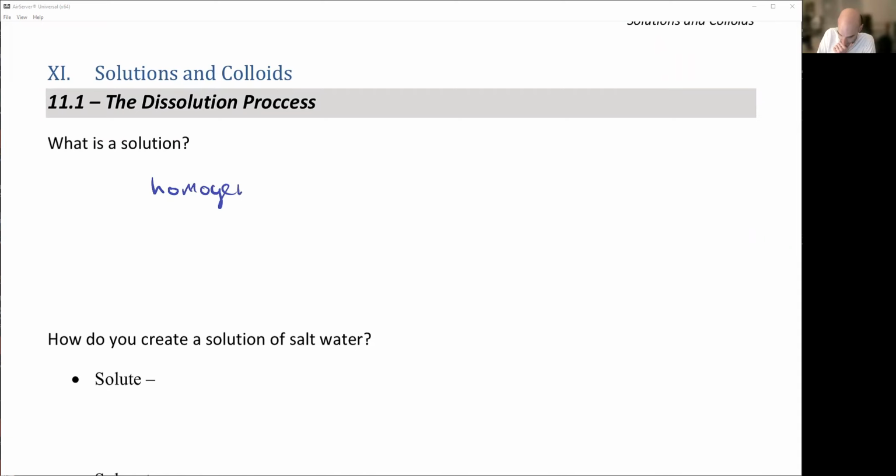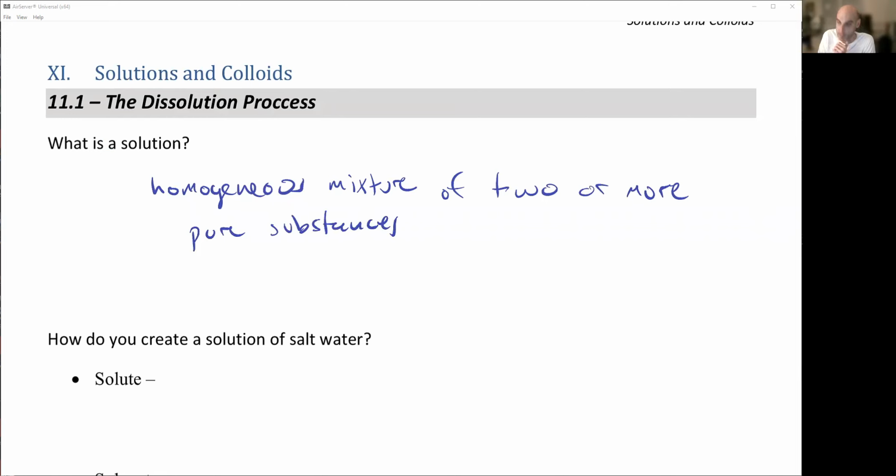or homogeneous, depending on how you want to say it, a homogeneous mixture of two or more pure substances. Remember, pure substances are going to be elements or compounds. Those count as pure substances.